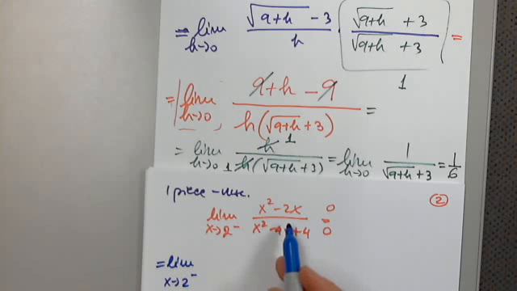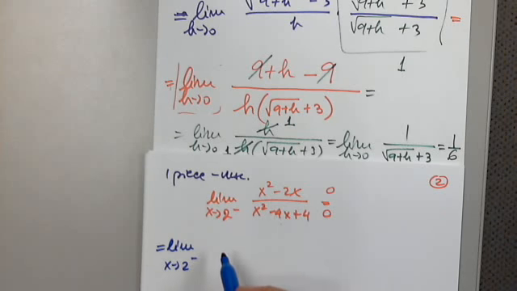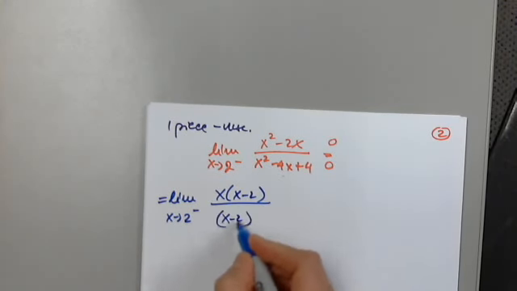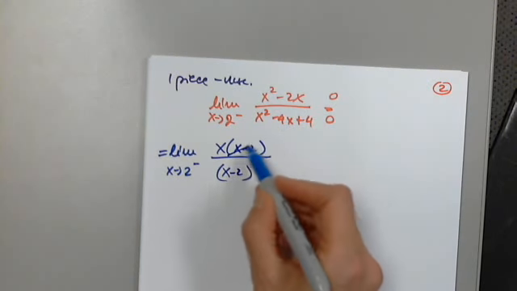So I factor the numerator. How? And I factor the denominator. And how? X minus 2 times x minus 2. Very good. So x minus 2 squared. Very good. So one factor goes away. Here it is.